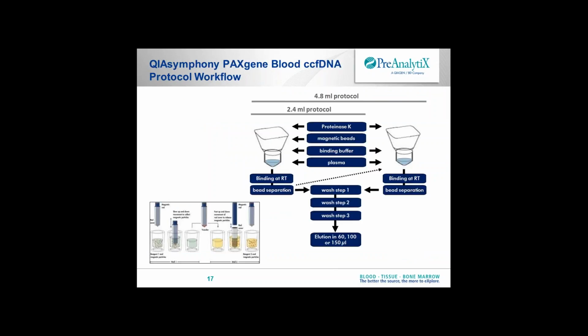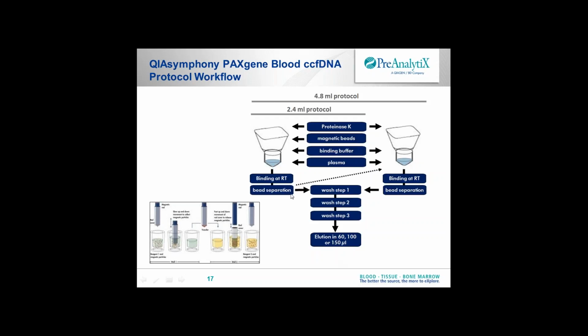So how is this done on the QIAsymphony? We have two options for each protocol line that we will launch. We have a protocol for a relatively low amount of plasma, 2.4 ml of plasma. If you choose this, your plasma will be pipetted onto the QIAsymphony consumables, and you will add, of course, the proteinase K, binding beads and binding buffer. Mixing this, you have a combined binding and proteinase digestion step in the beginning. After that, you have bead separation, and then you have different wash steps, 3 wash steps to get rid of contaminants. And finally, you have an elution. For our system, you have the option to choose between 3 different elution volumes.